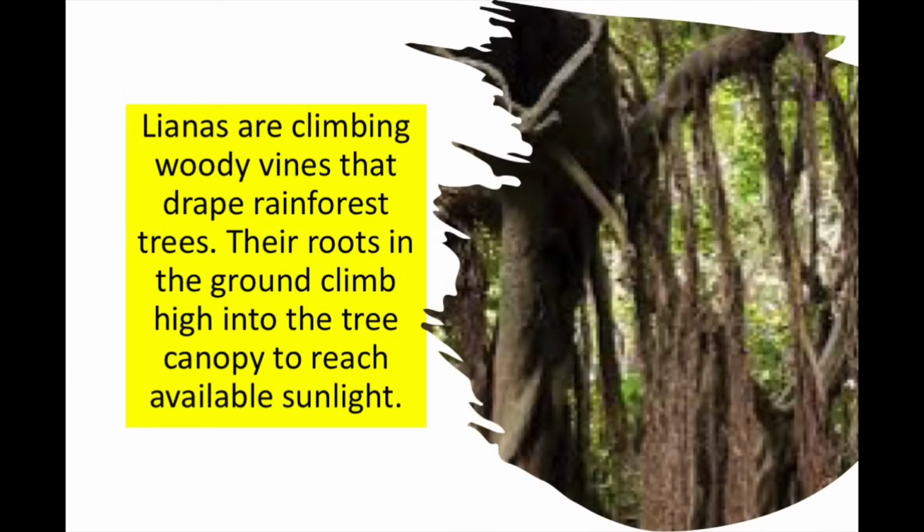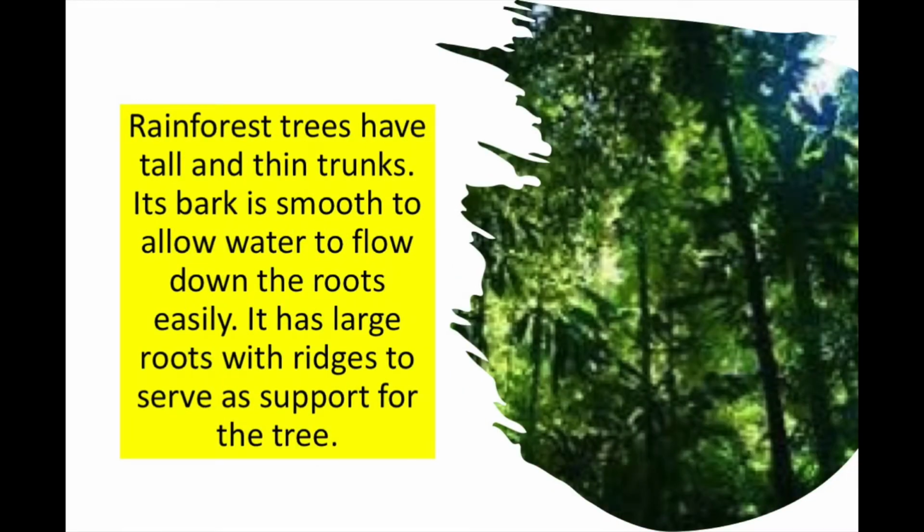Lianas are climbing woody vines that drape the rainforest trees. Their roots climb high into the tree canopy to reach the available sunlight. Rainforest trees have tall and thin trunks. Its bark is smooth to allow water to flow down the roots easily. It has large roots and ridges to serve as support for the tree.